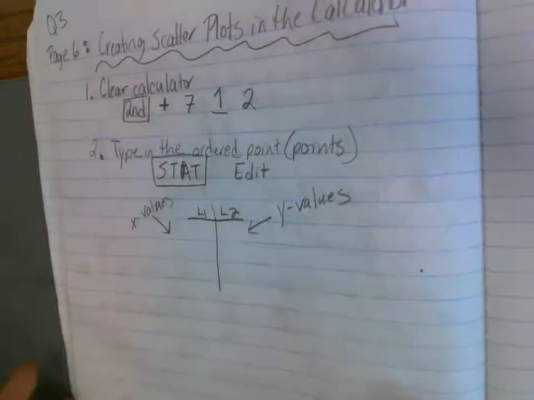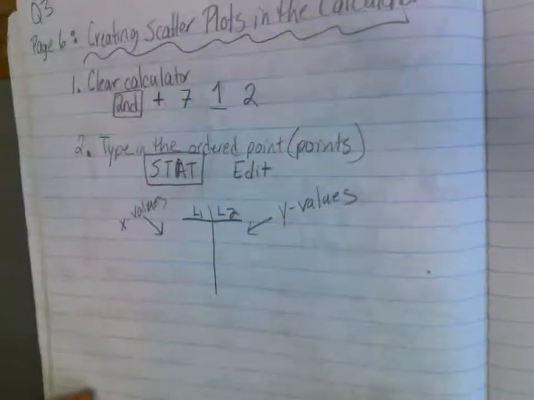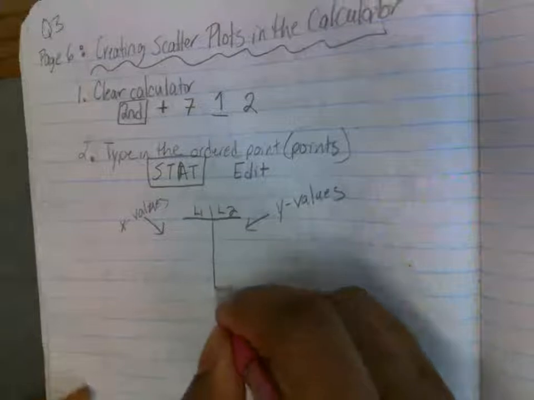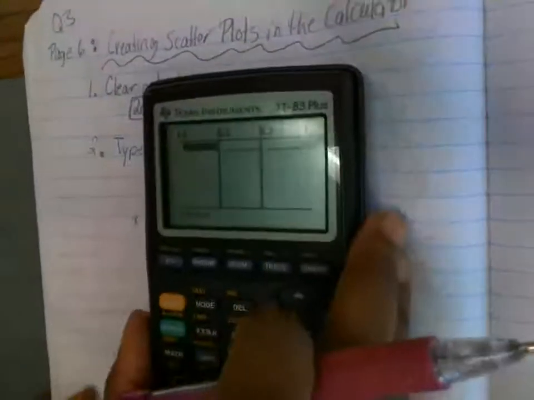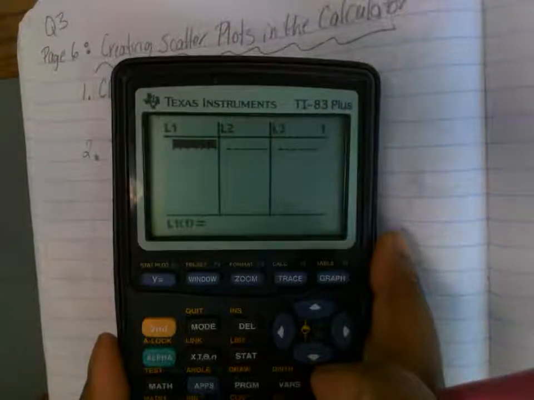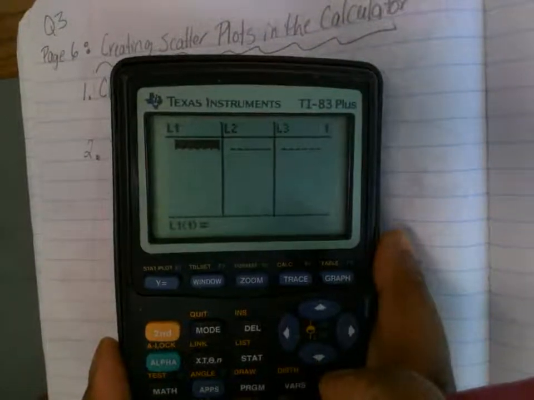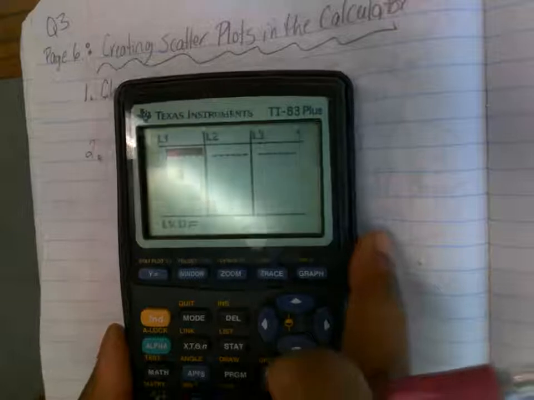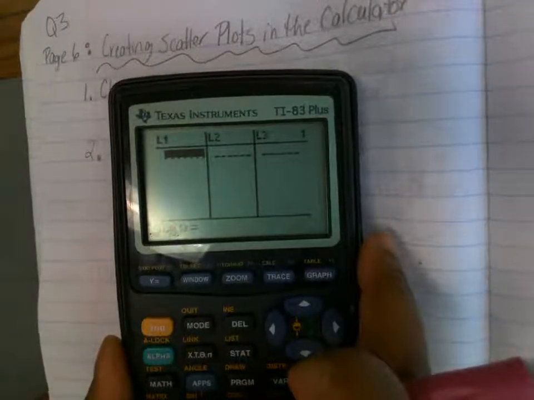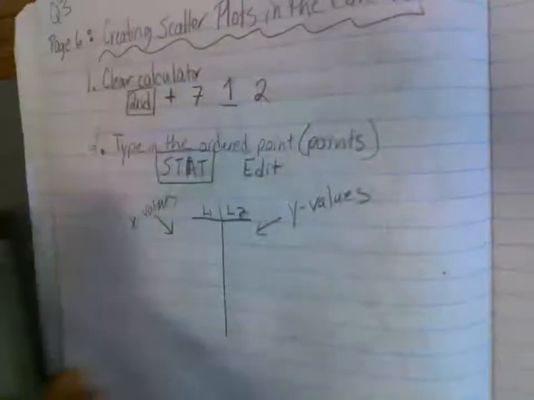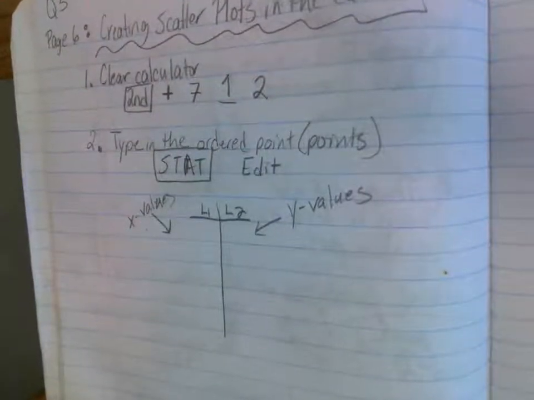Please write that down. L1 and L2. It looks just like this. We're only going to use those 2 columns. L1 is the column we're going to use for the X values. L2 is the column that we're going to use for the Y values.